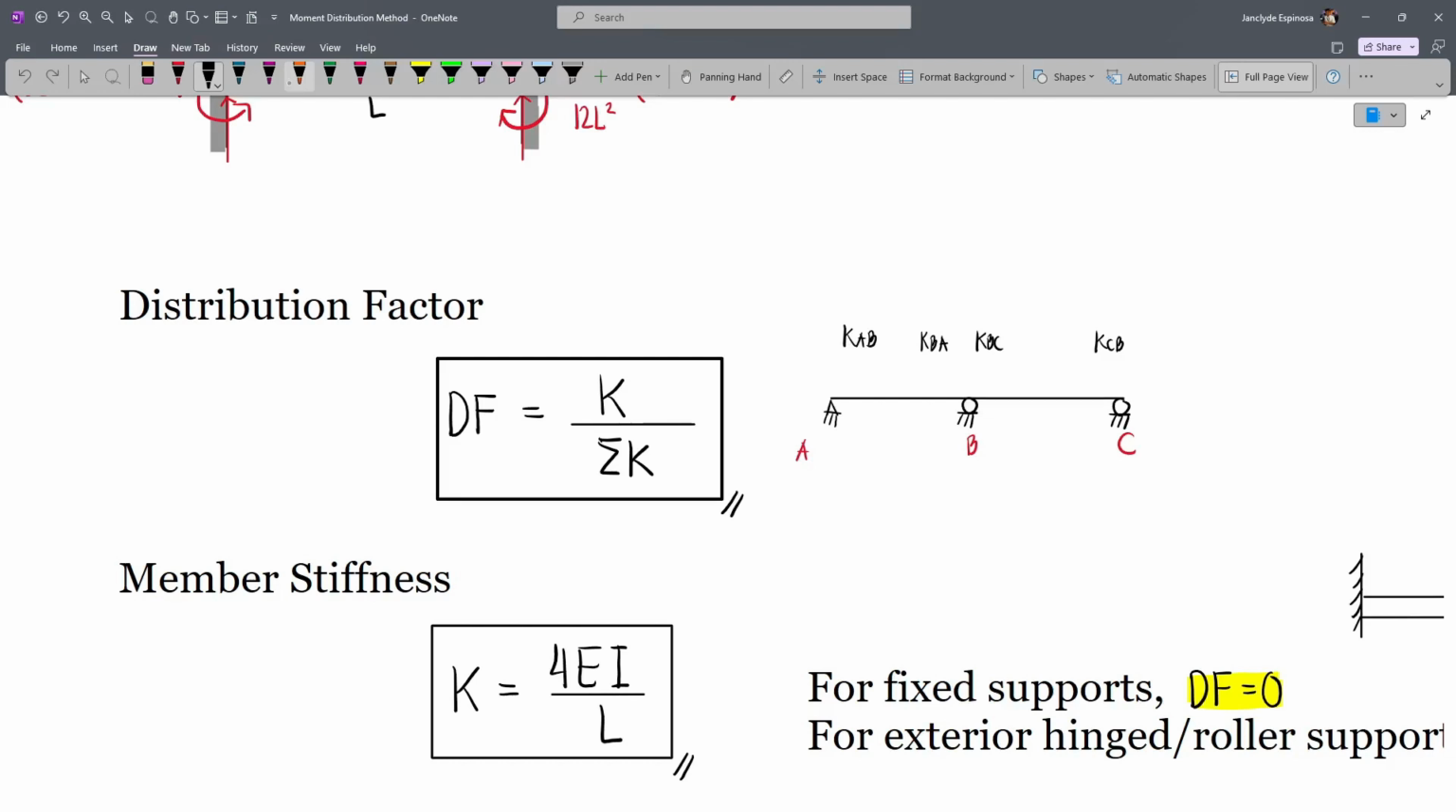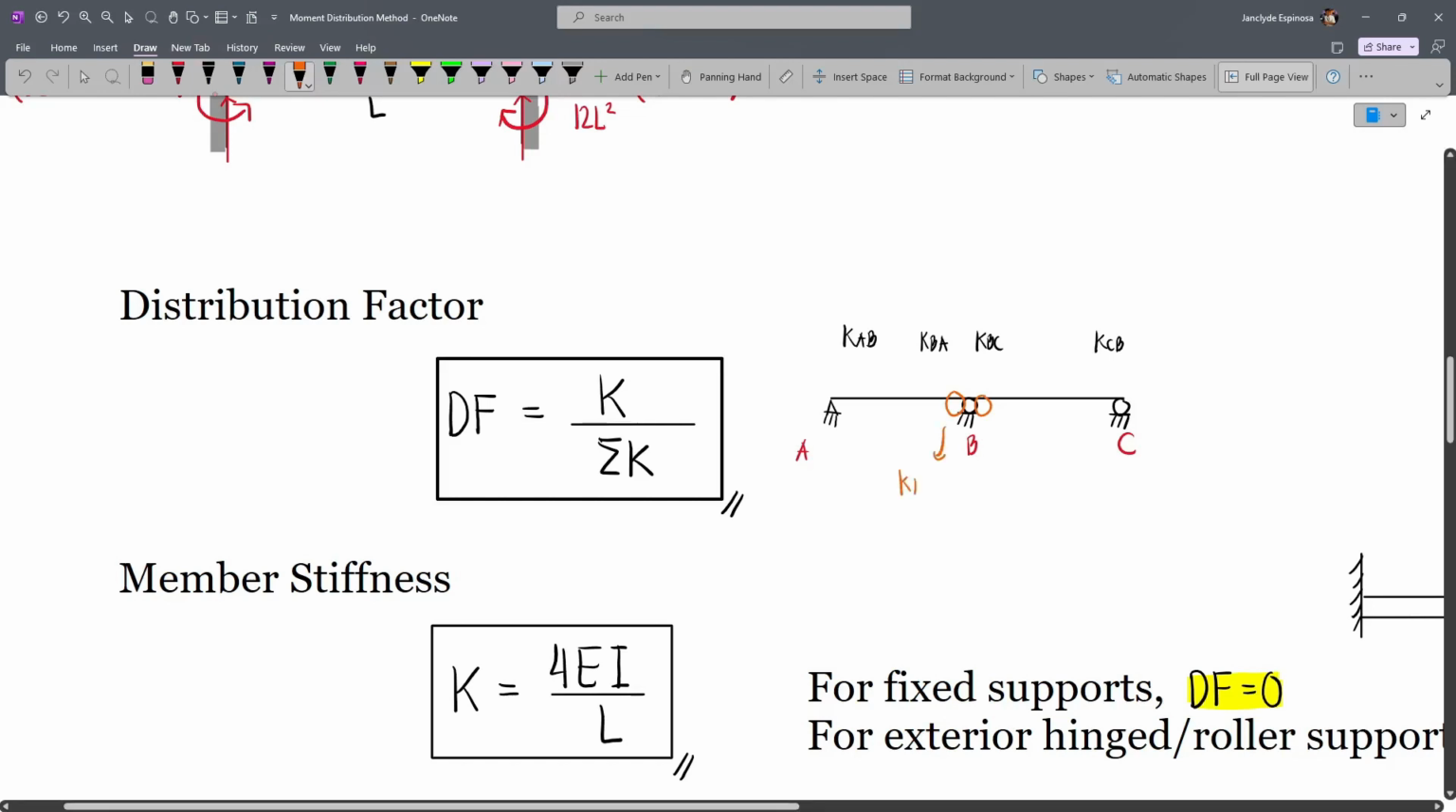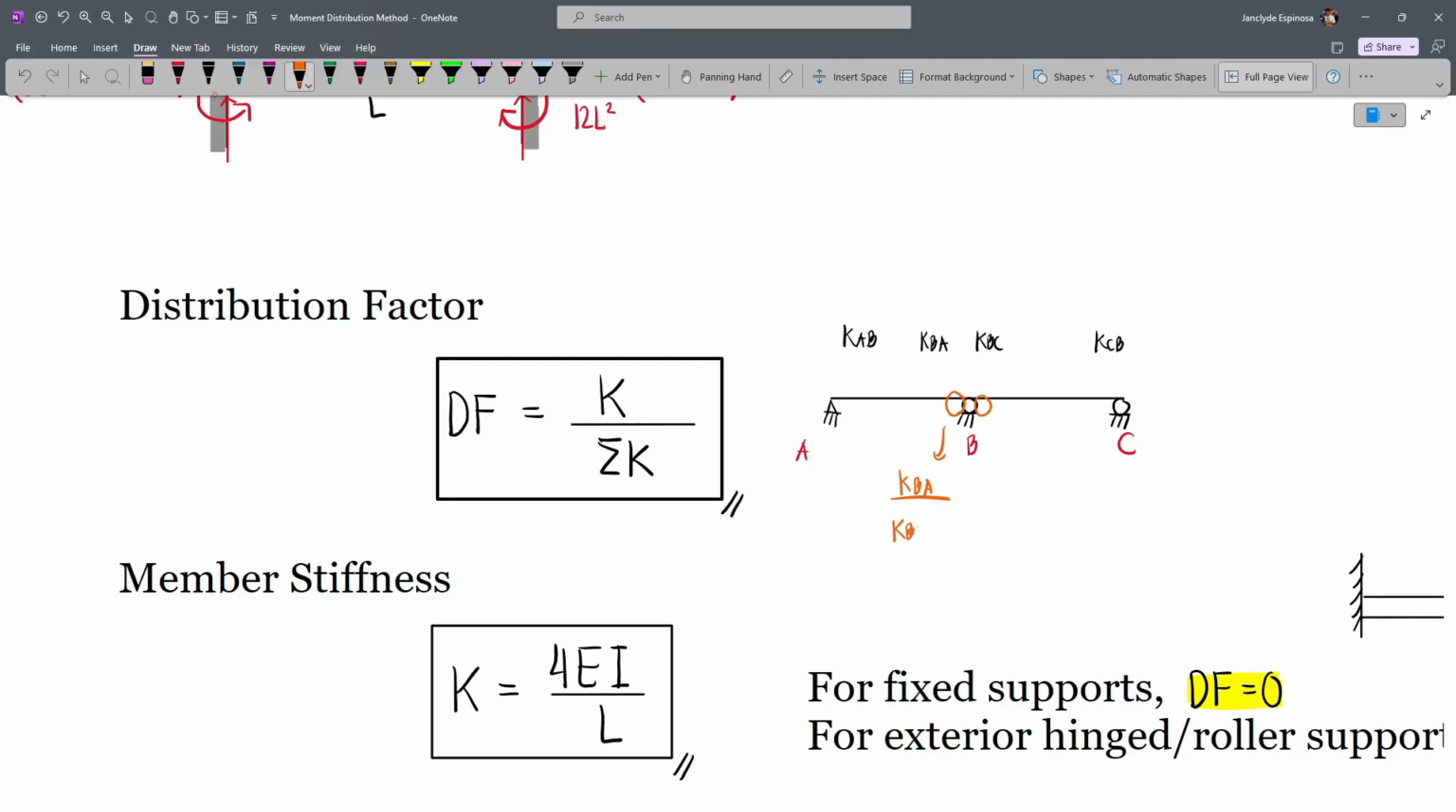Now, let's say we have to compute the distribution factor of B at this point. Now, that will be KBA, which will be our K, divided by the summation of K. So, that will be KBA plus KBC. So, diba, itong B, meron tong dalawang distribution factors. Kasi dalawa yung adjacent spans. So, for this side, we have KBA over KBA plus KBC. And then here, we have KBC over KBA plus KBC.